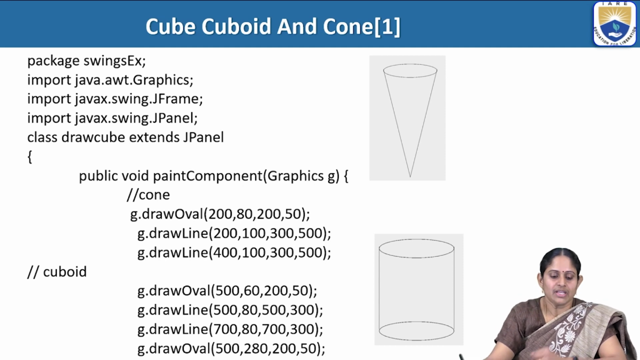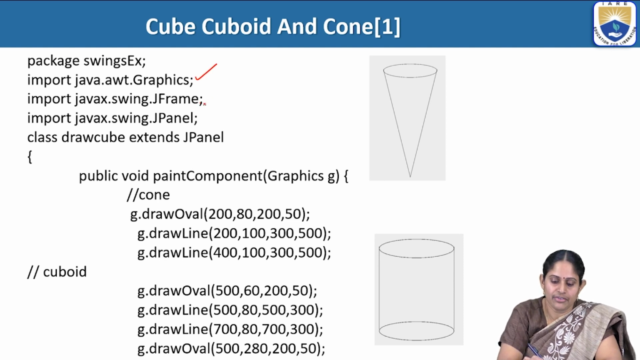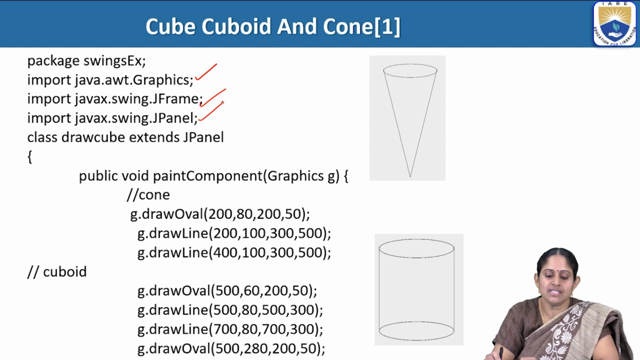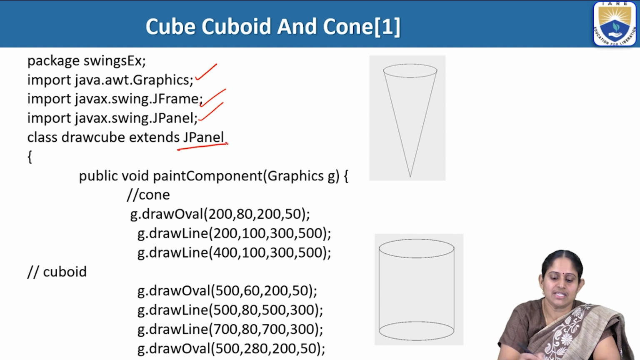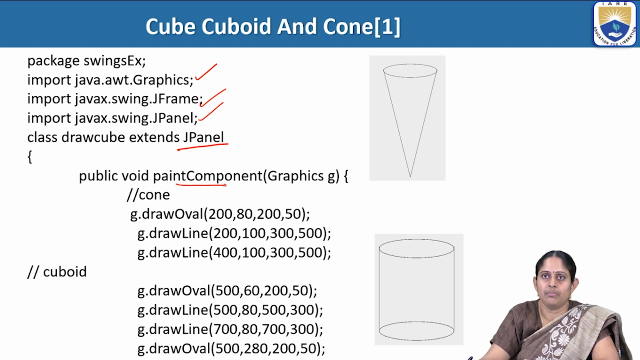Since we are using graphics elements, we have to import the graphics package, the JFrame and the JPanel. So these are the things which we are using in our program, so we are importing them. Now we will always be drawing our graphics over the panel, so our program has to extend JPanel. Inside that we have a method called paintComponent, which takes a Graphics object as its parameter. It is using this Graphics object that we will be drawing all our components and images on the panel.